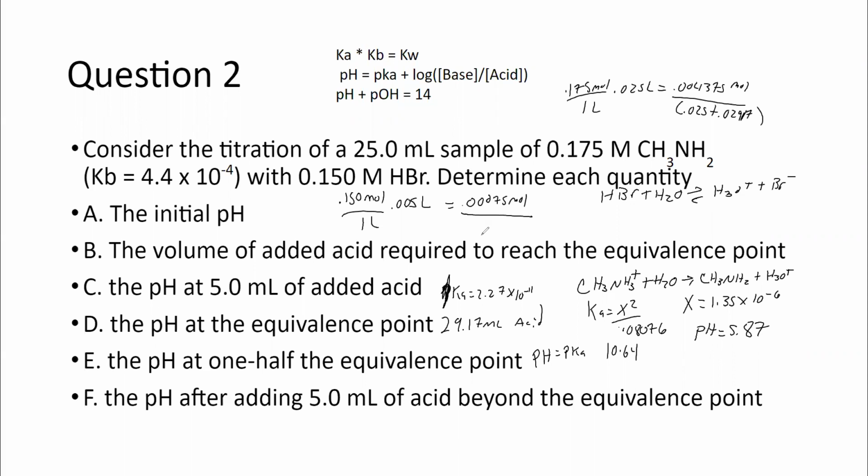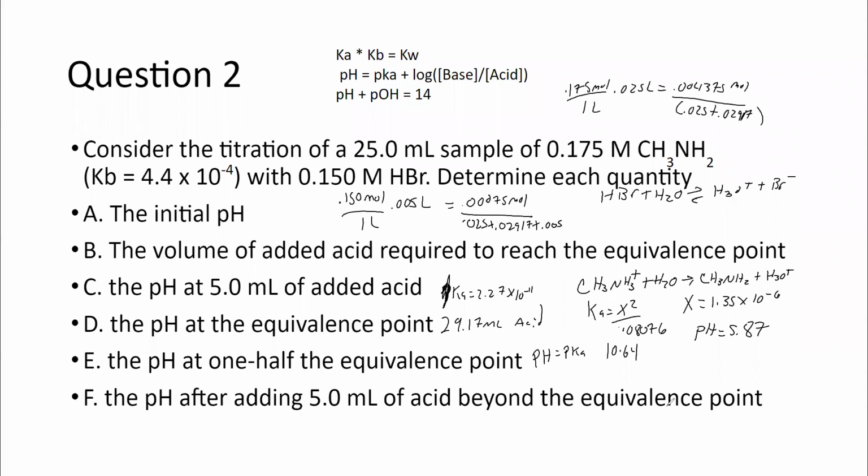I need a concentration. So I started with 0.025 moles of base. I needed another 29.17 milliliters to get to my equivalency point. Then I just added another 5 milliliters. So this is a titration. So all the volumes are going to be additive like this.